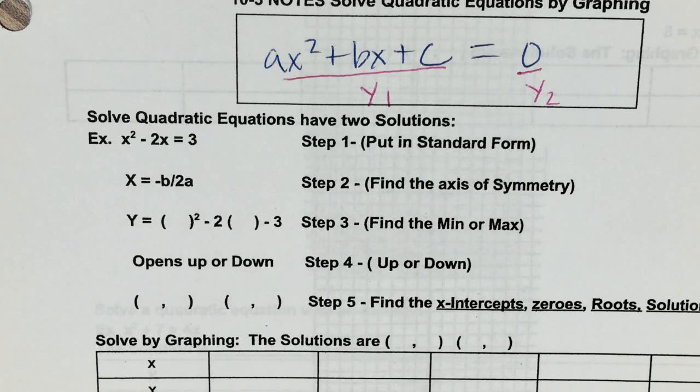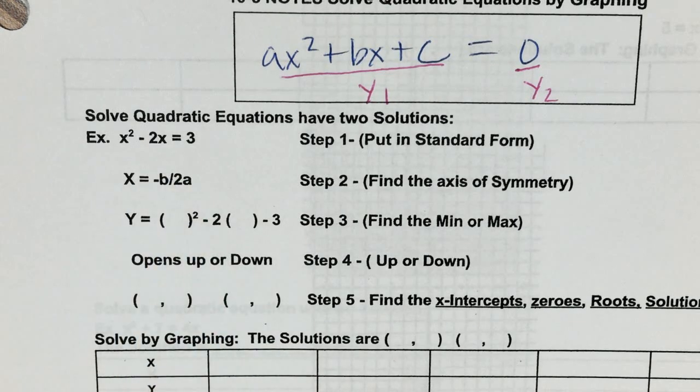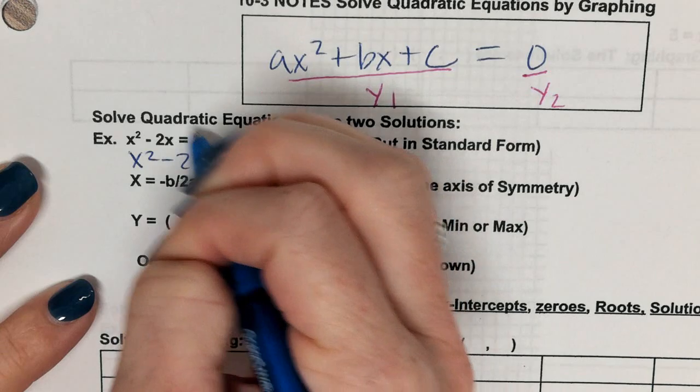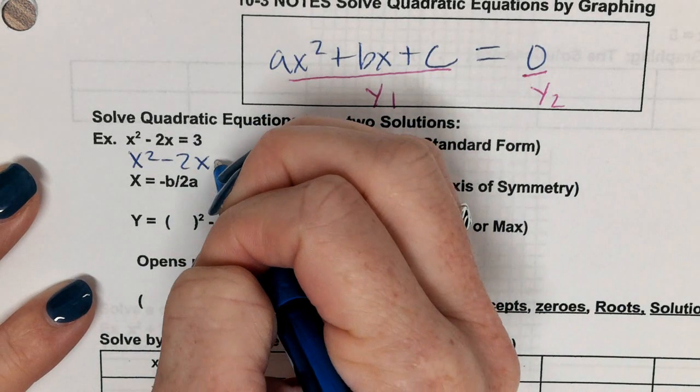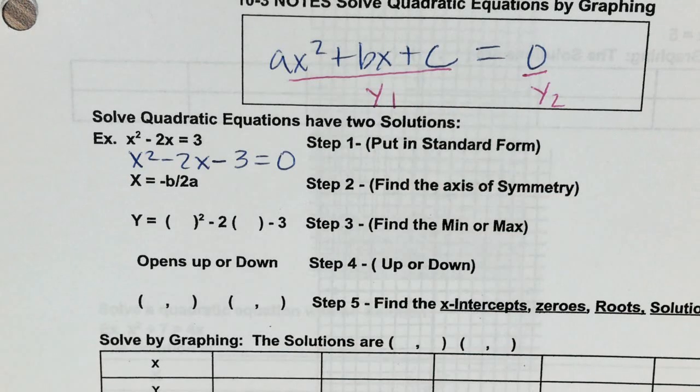Now we're going to pretend we don't have our calculator right now, okay, to solve. So we got to put it in standard form. So let's do that. I have x squared minus 2x. How would I get the 3 to the left? Minus 3 equals 0. Now, if I want to graph this, I want the axis of symmetry and I want the vertex. I want to know what it is.